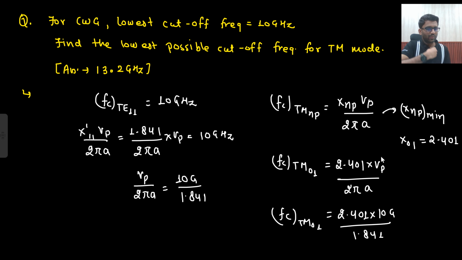Here I know what I need to calculate, and this factor value I can get from here, because from here it is 10 divided by 1.841. So these two values I asked you to remember, this value and this 1.841. Two values I always ask you to remember, because they are the minimum. The minimum value of X and P is 2.401, and that will occur for n equals 0, P equals 1. And the minimum value of X dash and P is 1.841, and that will occur for n equals 1 and P equals 1.